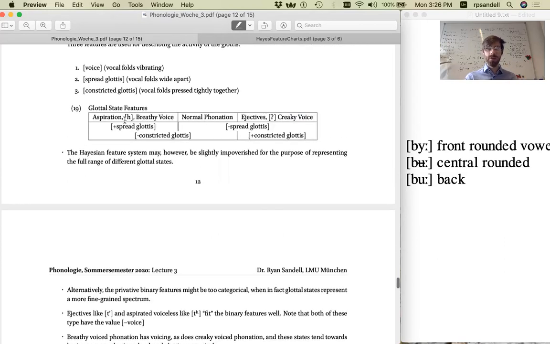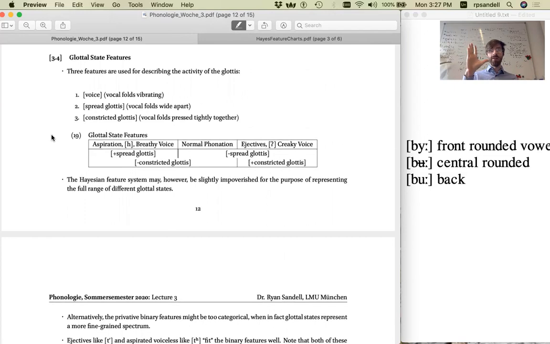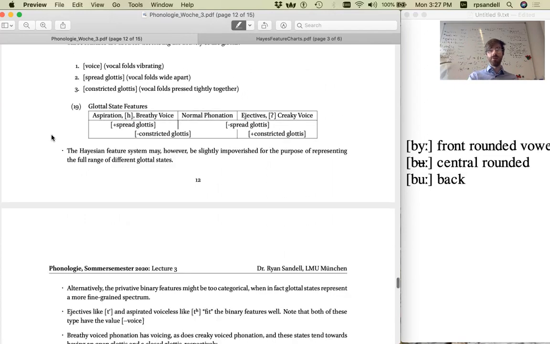But a potential issue here is that, of course, we might want to distinguish, for instance, between aspirated sounds and breathy voiced sounds. These privative binary features might be somewhat too categorical, perhaps, for glottal states, which often look like they have a spectrum between how open the glottis is and how tightly pressed together the vocal folds are.